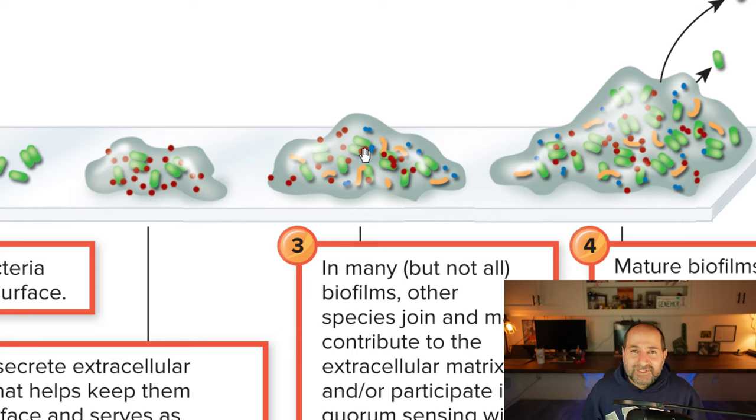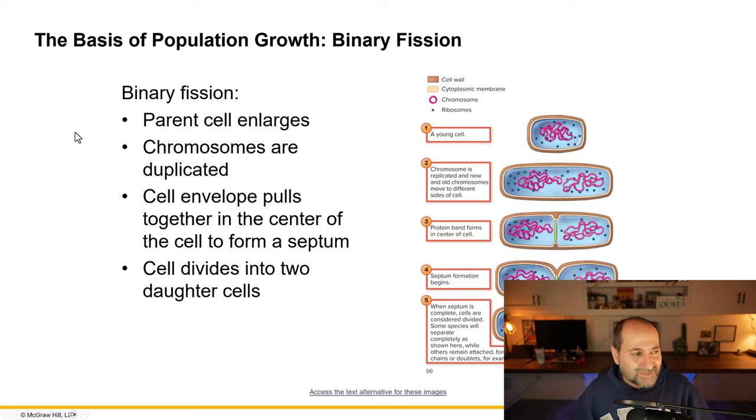Isn't that neat? Again, bacterium use quorum sensing in order to do cellular activities that make sense in high populations and not alone. Now for the last part of this chapter, let's talk about population growth, bacterial population growth.